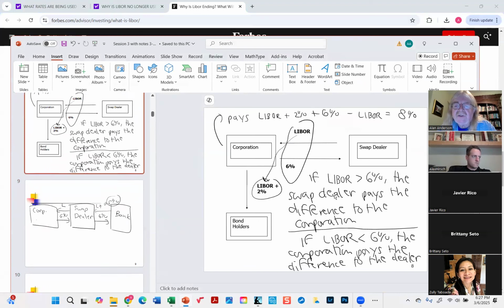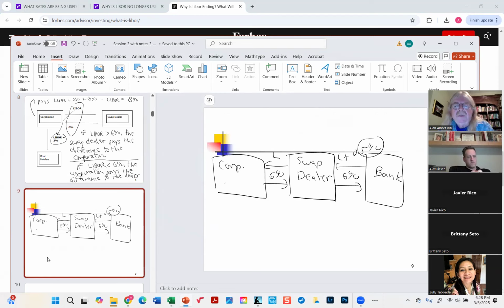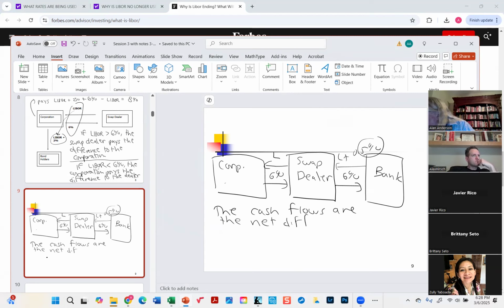By the way, as far as the actual mechanics of this trade go, they're not actually trading LIBOR for 6%. They're trading the net difference between the two. So if LIBOR goes above 6, then the corporation pays the difference to the swap dealer. If LIBOR goes below 6, then the swap dealer pays the difference to the corporation. So they're only trading the net cash flows because that reduces the credit risk. And also, they never trade the principal. There's no reason to because it's a fixed dollar amount. But the cash flows in a swap like this are the net differences between the two interest rates.